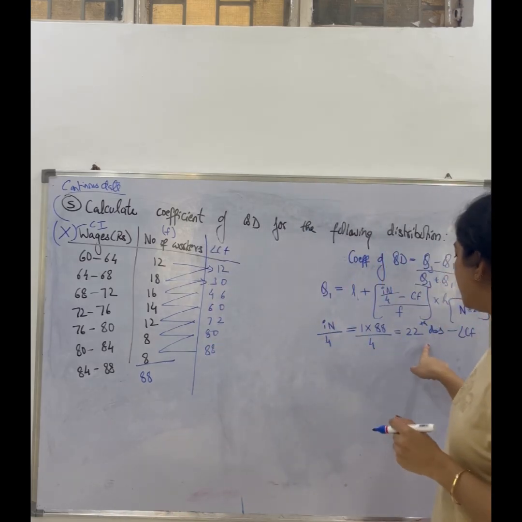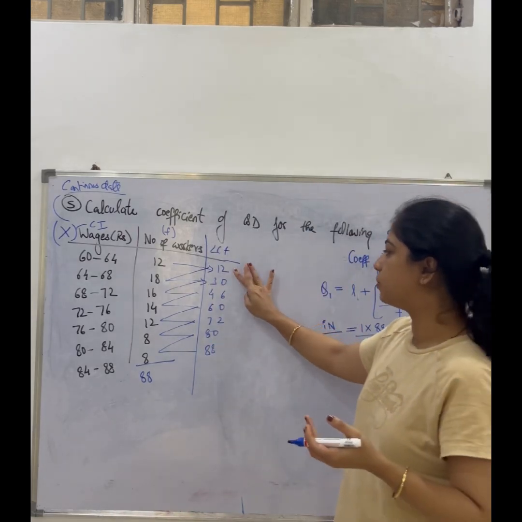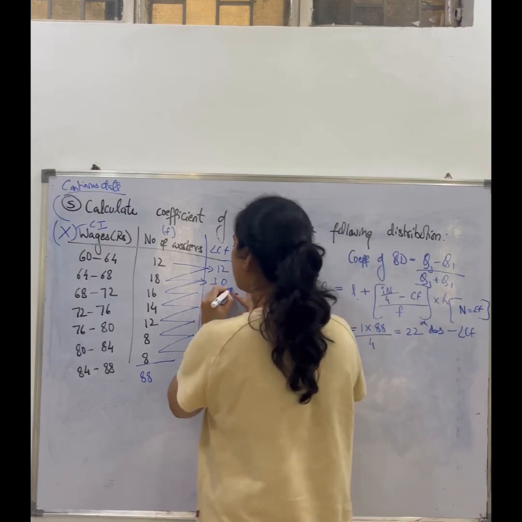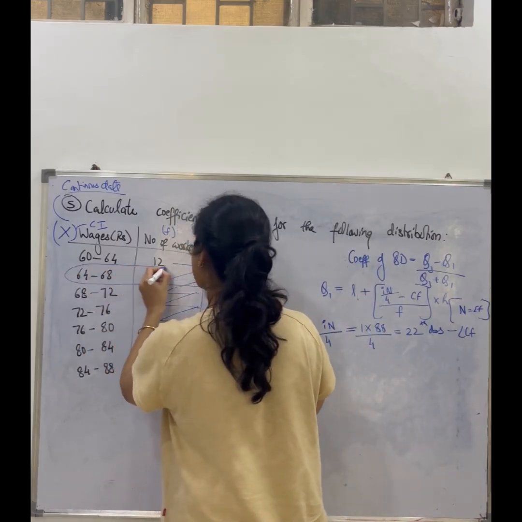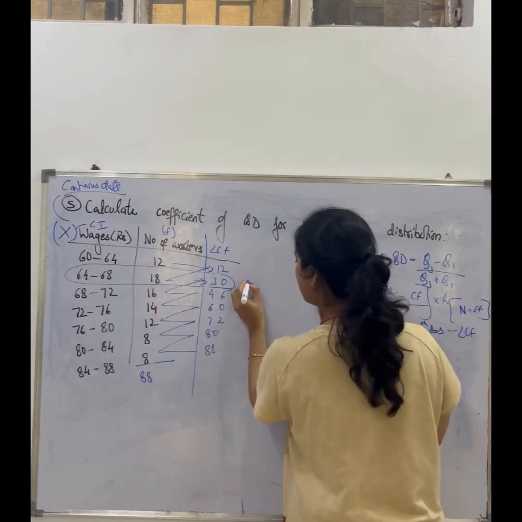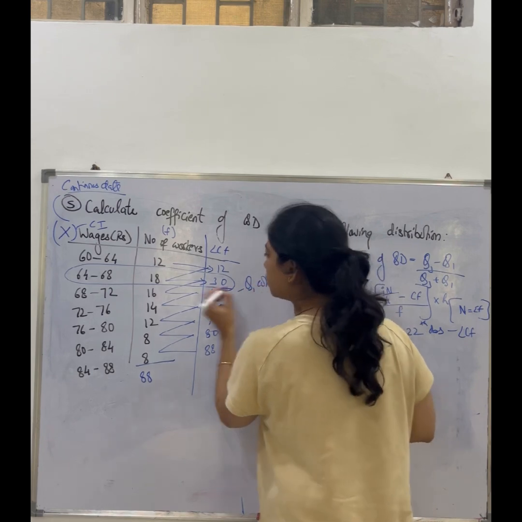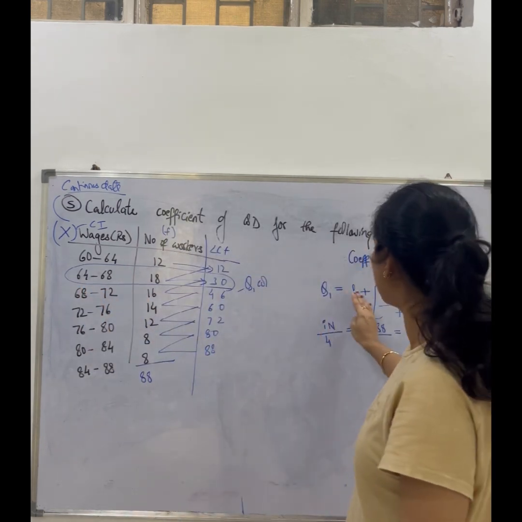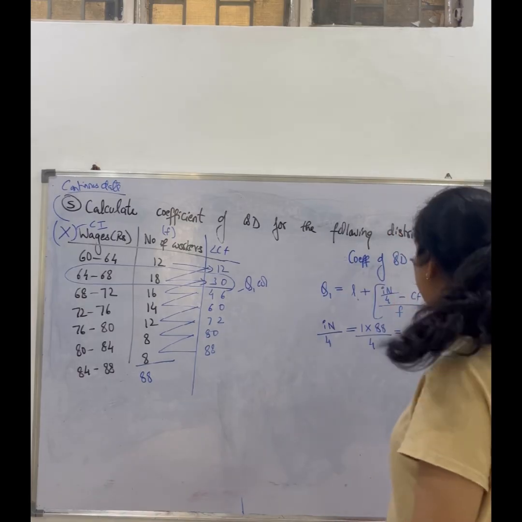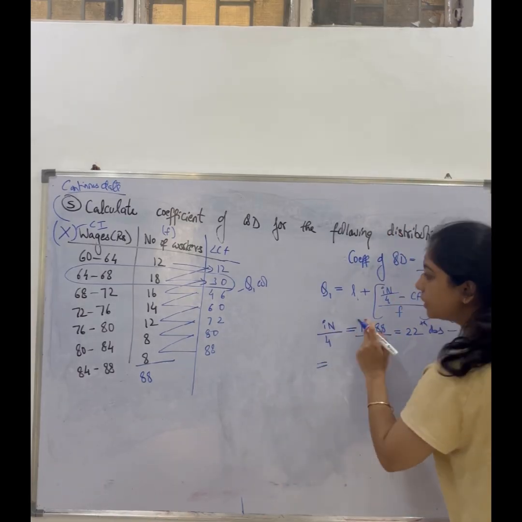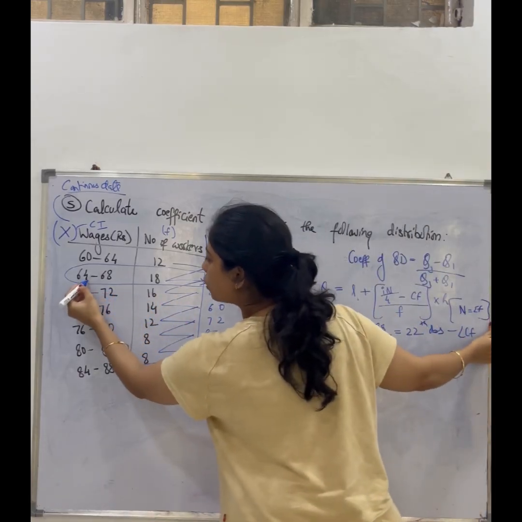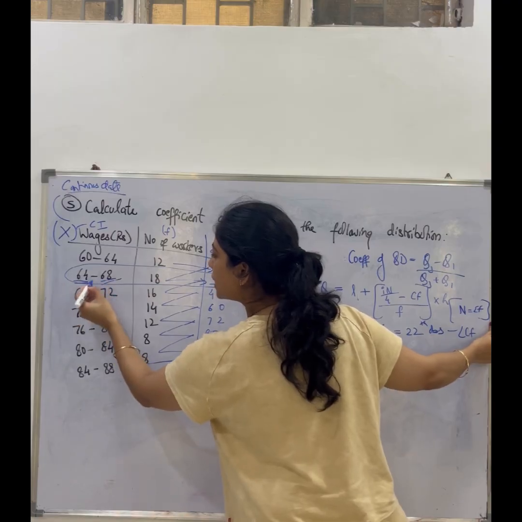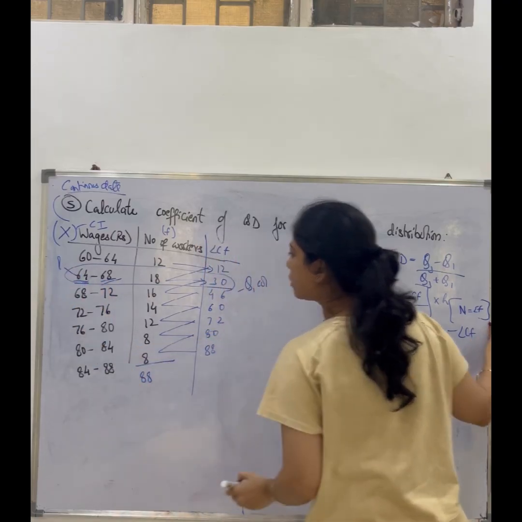Now the value is 22nd. Obviously it lies between 12 and 30, but we need to consider the highest one. So we will take this particular row as your Q1 row and get all the values in order to substitute. Now what is the lower limit in this case? This is called your lower limit, this is called as upper limit. So this becomes your L.